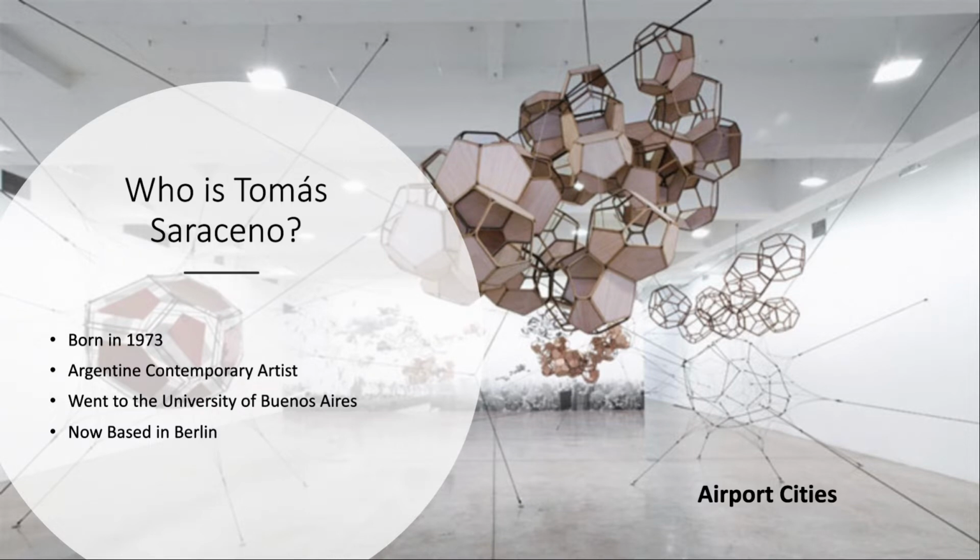Tomas Saraceno is an Argentine contemporary artist who attended the University of Buenos Aires from 1992 to 1999, and he was born in 1973. Saraceno is now based in Berlin, where he continues to make installation-type art pieces. One example of his installation-type art piece is right here in the background.